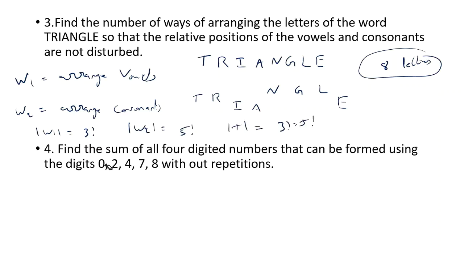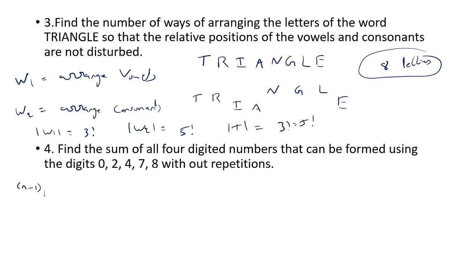Coming to the next problem, find the sum of all 4-digit numbers that can be formed using the digits 0, 2, 4, 7, 8 without repetition. So you have to find the sum of all 4-digit numbers formed using these digits. But unfortunately, one of the digits is going to be 0. So we have two formulas. One formula is when 0 is not included in the given digits. One formula is when 0 is included in the given digits. So here 0 is included in the given digits, so we have to use the second formula.